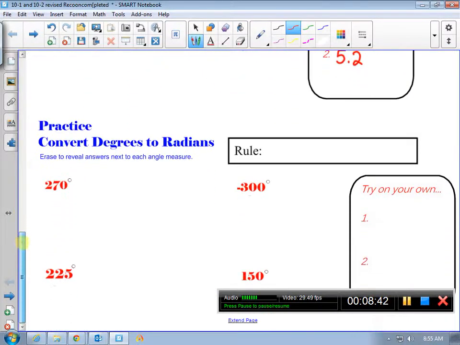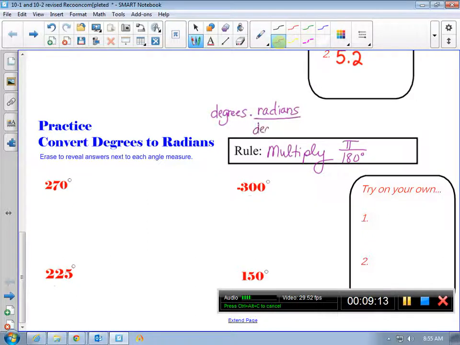All right, so let's say we have degrees and we want to convert to radians. So this rule, since we're converting to radians, we want radians on top. So multiply by pi radians over 180 degrees. And again, what are we given? We're given degrees, and we're multiplying by something that has radians on top over degrees, and our degree units will cancel and leave us with a radian measure.